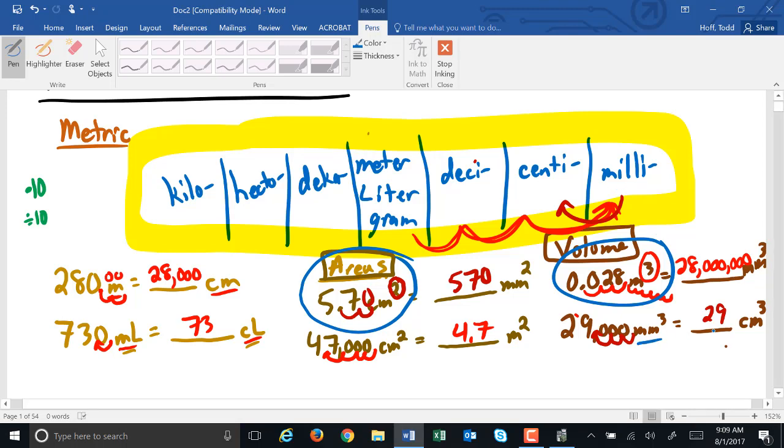Because from millimeters to centimeters, there's only 1 spot to the left on the chart. Well, yeah, the triple 1 is 3, yes.